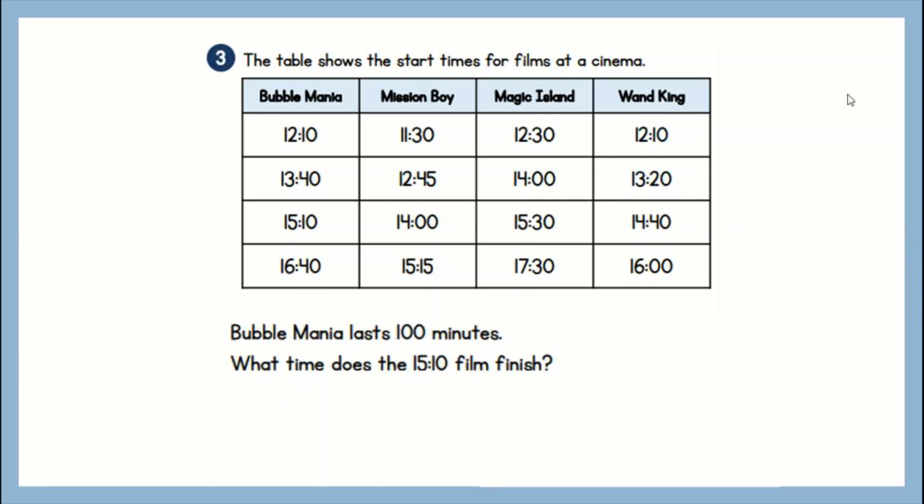Bubble Mania lasts 100 minutes. What time does the 15:10 film finish? We need to make 100 minutes into hours and minutes. We know that in every hour there are 60 minutes. We're going to do 100 minus 60. That gives us 40. This means that the film lasts 1 hour and 40 minutes.